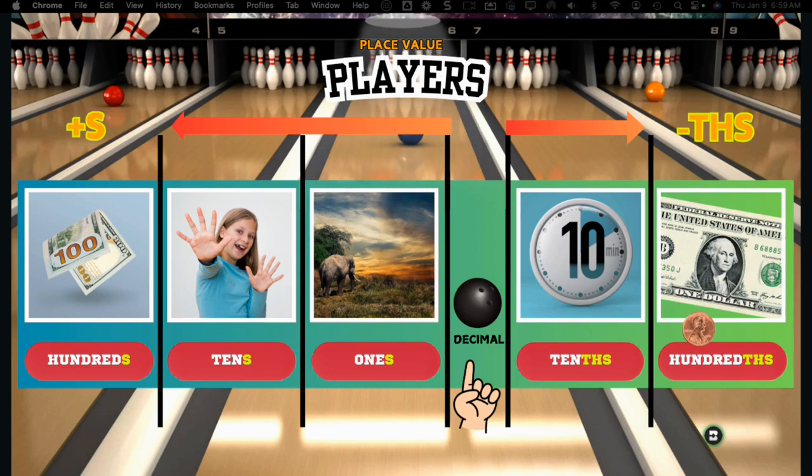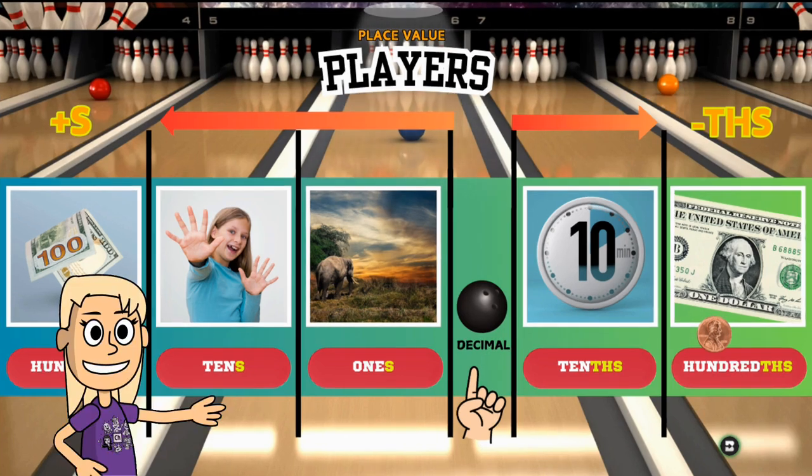So the first one we have is tenths. Notice that there's no oneths. There's no such thing as that. It begins with tenths. And next to it is hundredths. So these are fractions. The THS are all fractions. They're less than a whole. Let me show you what I mean.